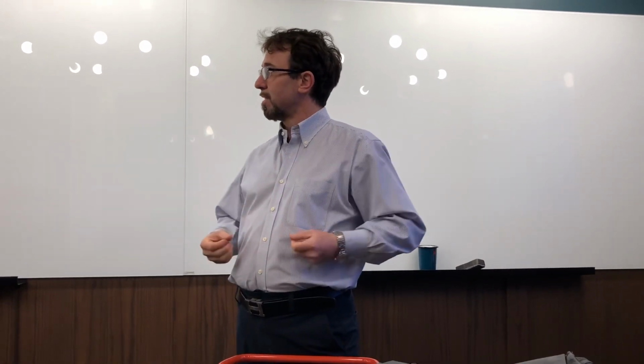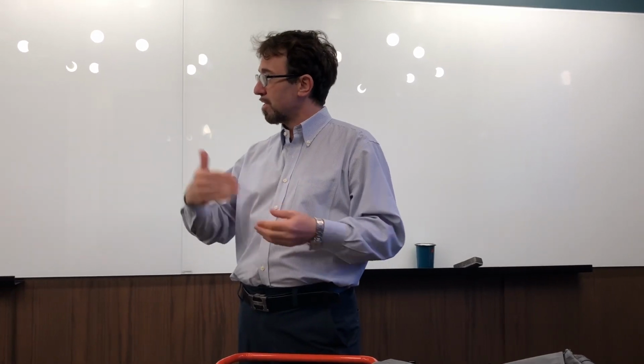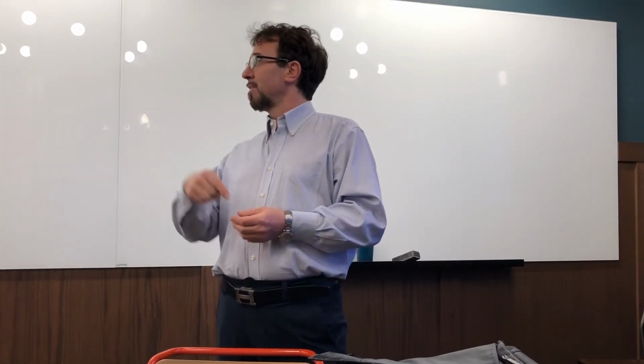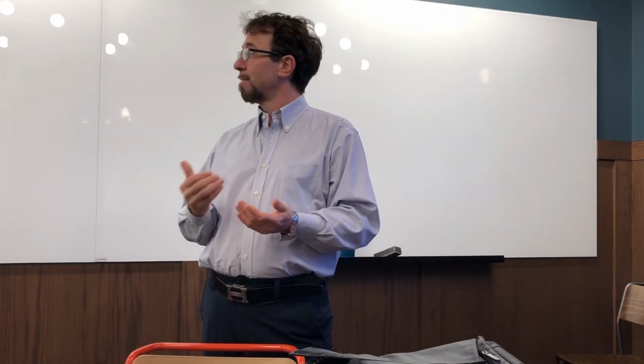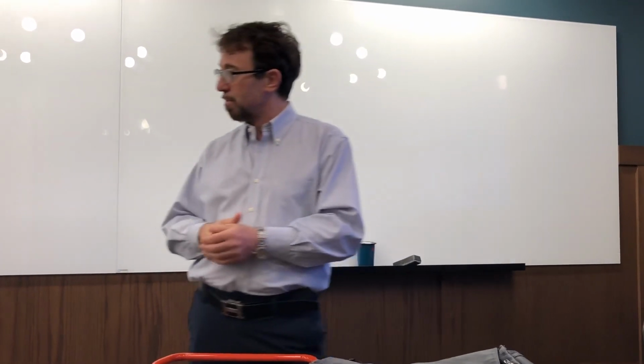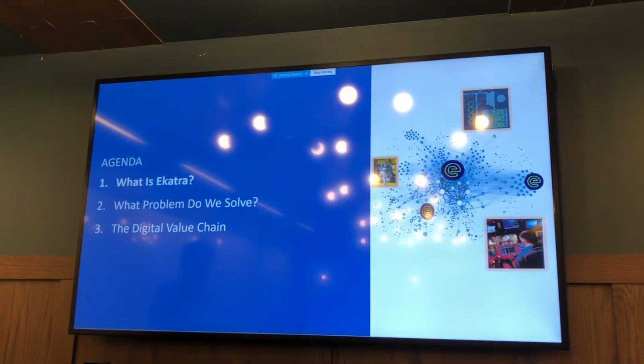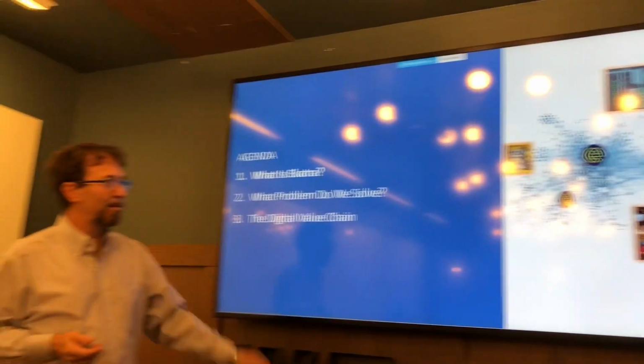And fog is the standard that the consortium is writing the specification for, to reach a certain level of quality. As a matter of fact, fog was able to submit and make a standard for edge node computing in IoT. The standard is IEEE 1934, and EKATRA is compliant to IEEE 1934 as architecture. So what we're going to talk about today is what EKATRA is, what problems we solve, and the digital value chain.